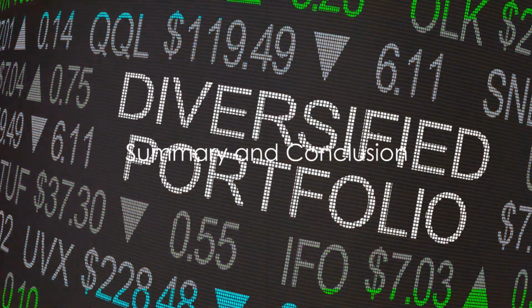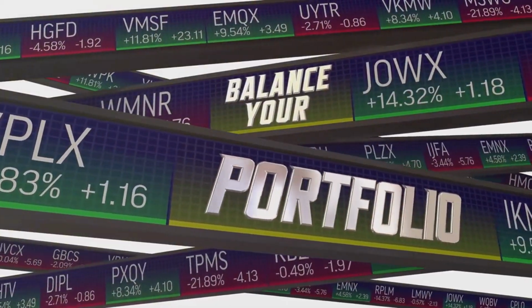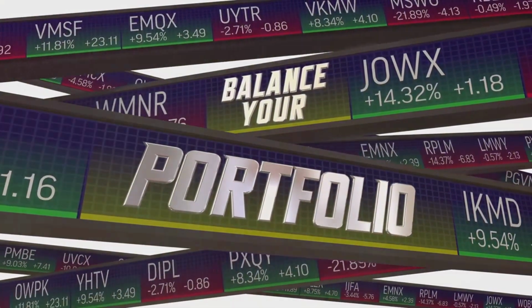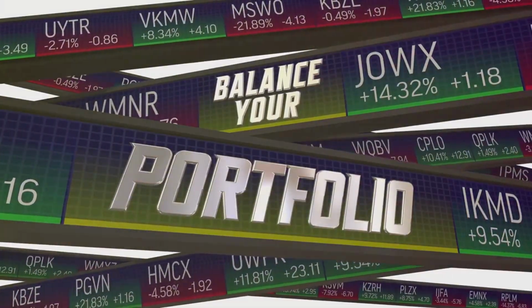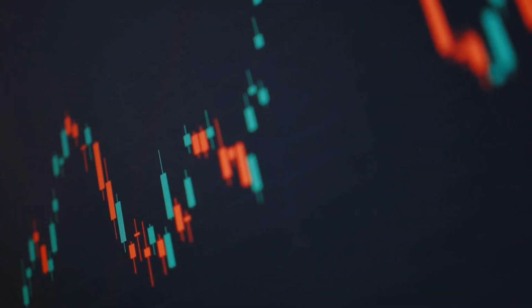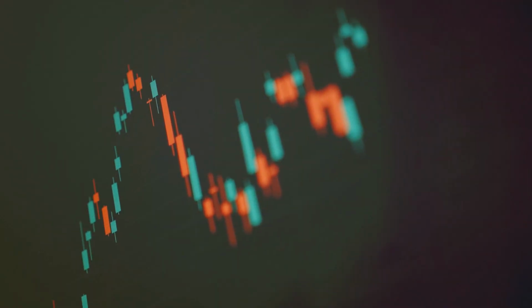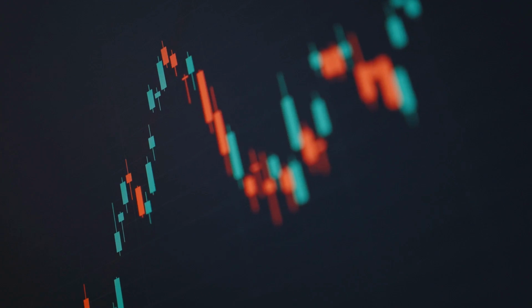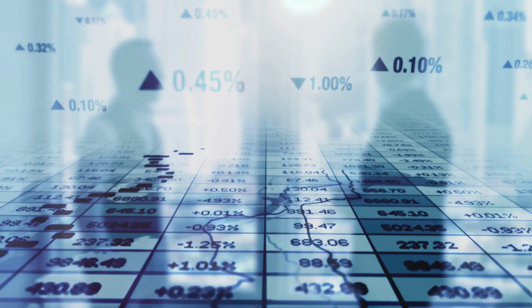So let's recap what we've learned about building a diversified investment portfolio. The essence of diversification is not putting all your eggs in one basket. It's about spreading your investments across various asset classes such as equities, bonds, commodities, and real estate to mitigate risk. Each asset class provides a unique blend of risk and return, and the right mix depends on your financial goals, risk tolerance, and investment horizon.